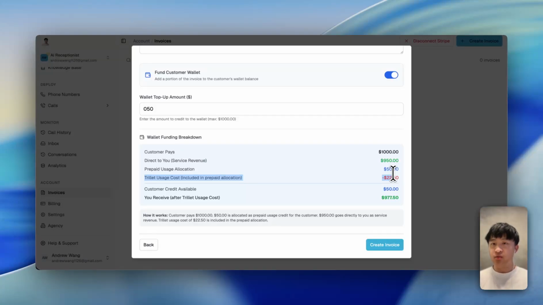I should have used a better example, but in this case, 9 cents out of the 20 cents per minute will be allocated to Trillet. In return, you'll get the rest of that after Trillet's cost. So that $22.50 will go to us, and then the rest of that minute will be allocated to your sub-account. It definitely does sound a bit complicated at the start, but once you get it, it'll be a lot easier to understand, as we basically give $50 of credit to your sub-account, but obviously with that said, we take a portion out of the whole invoice, given that it's our 9 cents per minute charge. So after that, you can create the invoice, and that is how you do your invoicing feature.